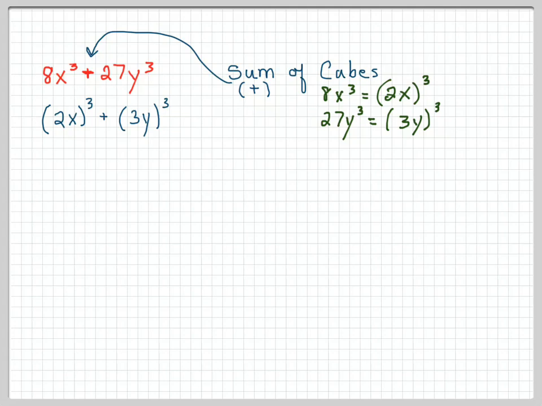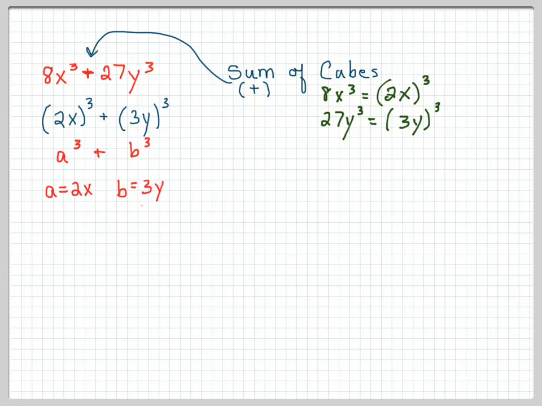Okay? And now it fits the model just like all of our other ones did. They fit some sort of model. This now fits the model of an a cubed plus b cubed. I can tell what a is. A is the 2x because that's what's cubed, and b is the 3y because that's what's cubed. And I should put b equals 3y there. So that's our a and b.